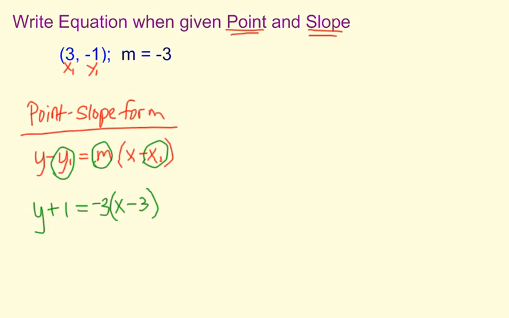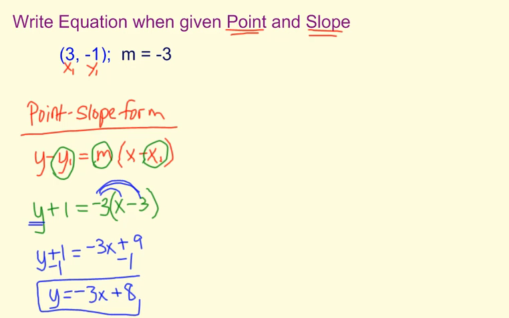So here's an equation of the line. Right now it's in point-slope form. We're going to go ahead and get this to slope-intercept form. To do that, we're going to solve for y. And to solve for y, we start by distributing this -3. So we have y plus 1 equals -3x. This -3 times the -3 becomes a +9. And then last step, subtract 1 from both sides. So y equals -3x plus 8. So that is your slope-intercept form.